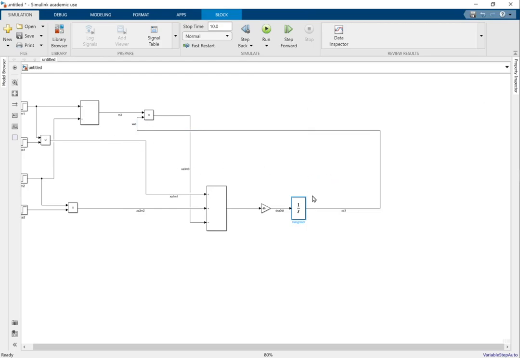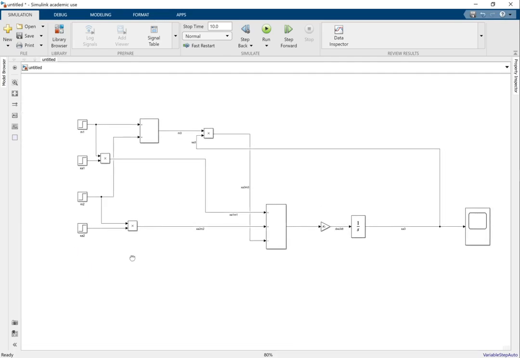And of course, I need a scope. The scope, you can put it wherever you want. I'm just gonna put it right here, and it's gonna snap. The input to the scope is just gonna be XA3, so that's gonna work. All right. You can shrink or enlarge the blocks how you see fit. It's up to you.